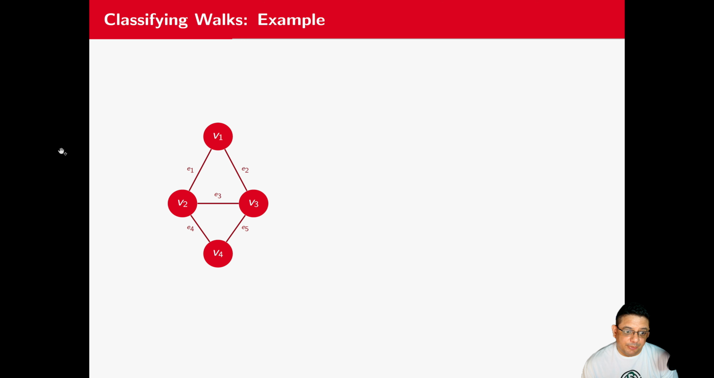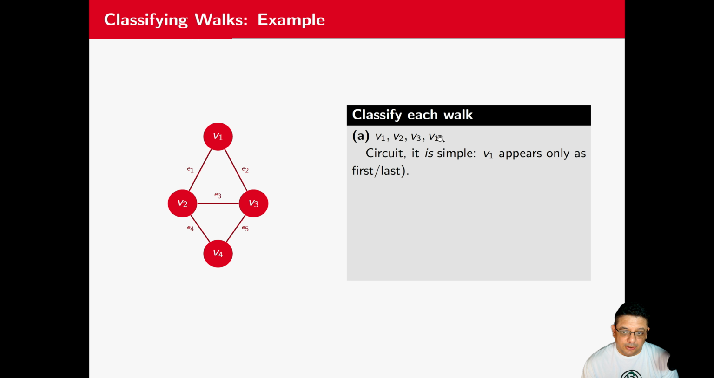So let's see an example. Let's consider this graph with 4 nodes, V1, V2, V3, V4, and edges E1, E2, E3, E4, and E5. Let's classify each of these walks. First we have V1, V2, V3, V1. So pretty much we go from V1 to V2, then to V3, and then we return to V1. This is a circuit, and it is simple, as V1 is the first and the last node.